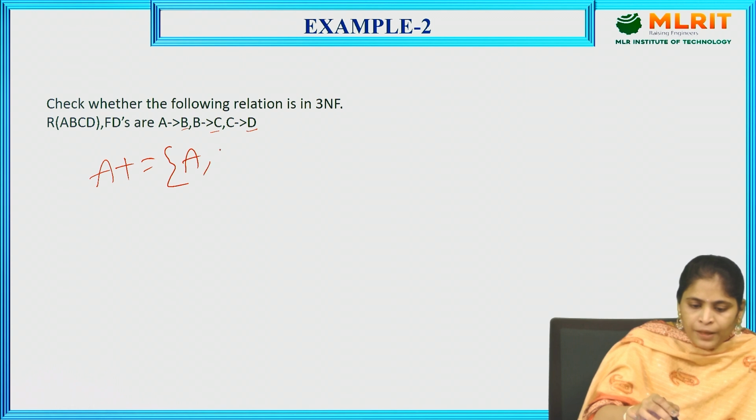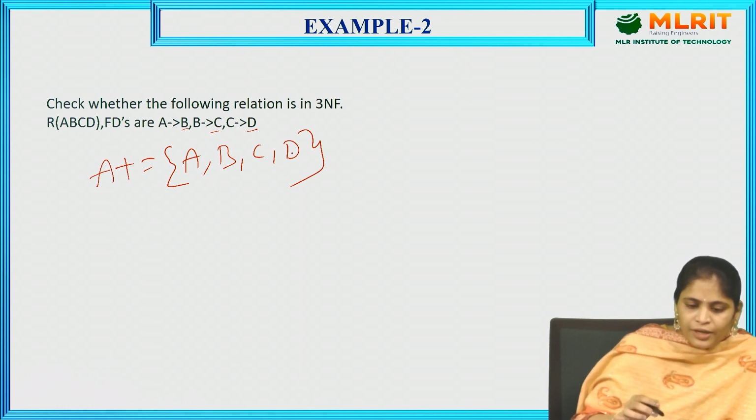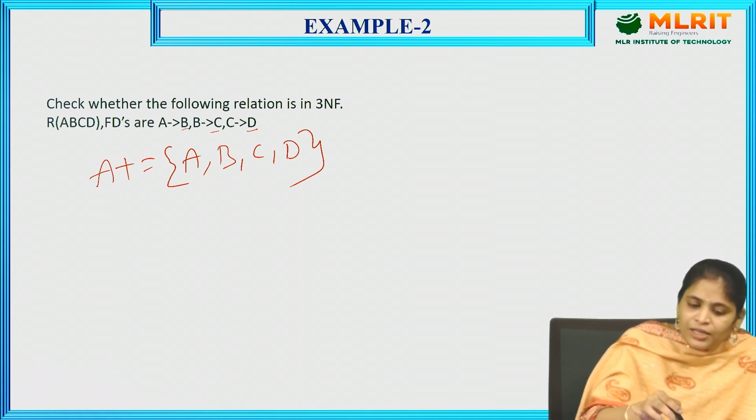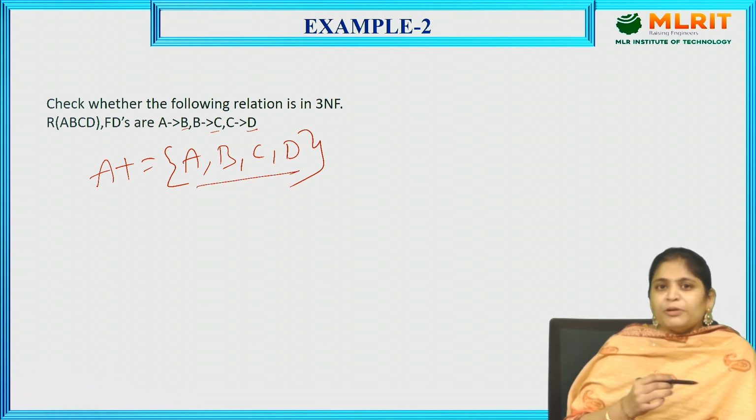A, B, C, D. A must be included. A derives B, B derives C, C derives D. Obviously, we got the super key, but the candidate key is a minimal super key.